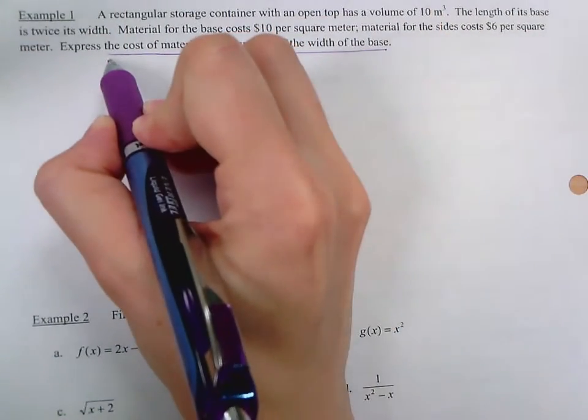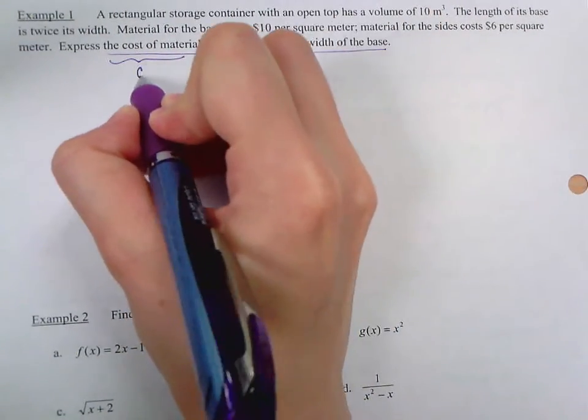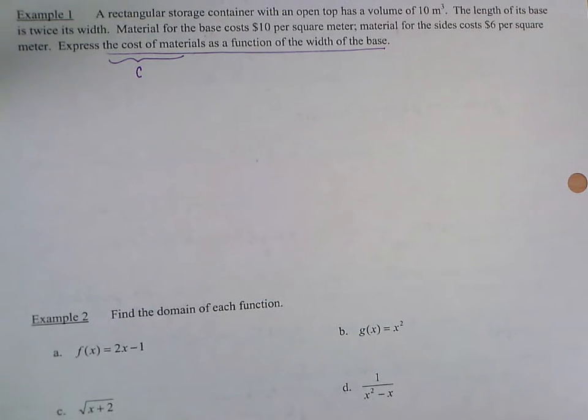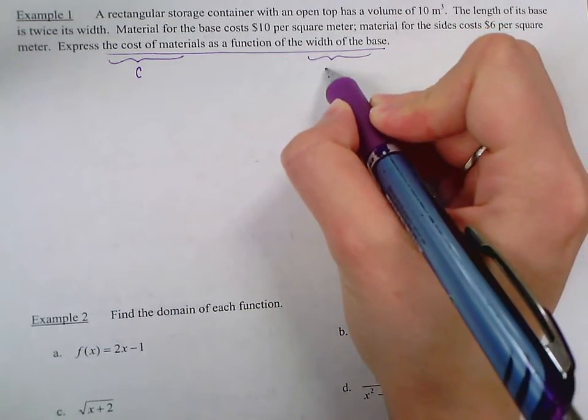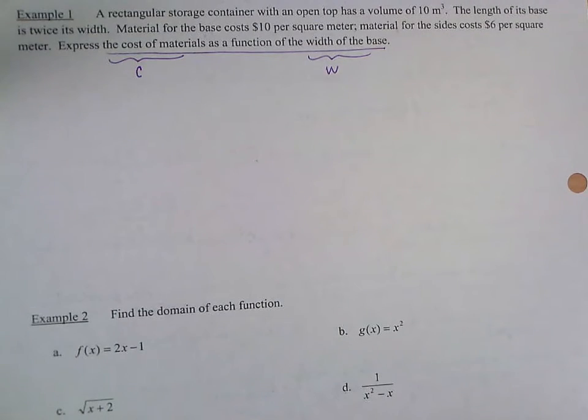I could call cost of materials C, or if you still wanted to just use Y and X, that would be fine. And so cost is a function of the width of the base. I'll just call the width of the base W. So in the end, I should have C equals something only with W.